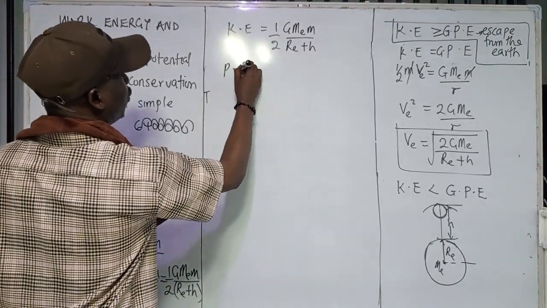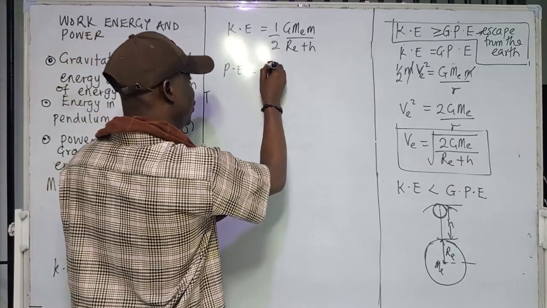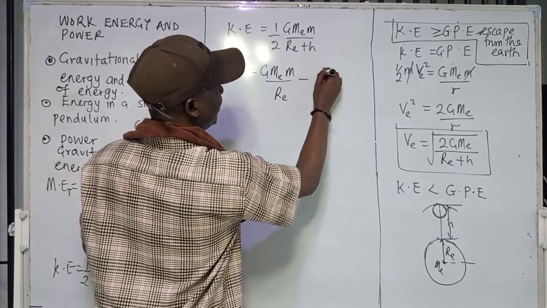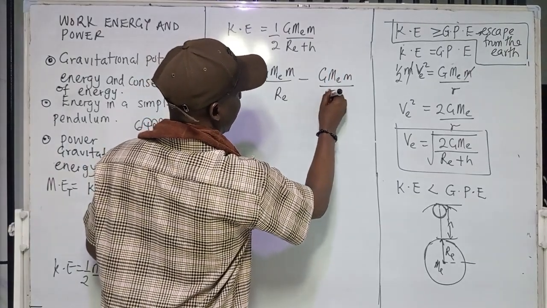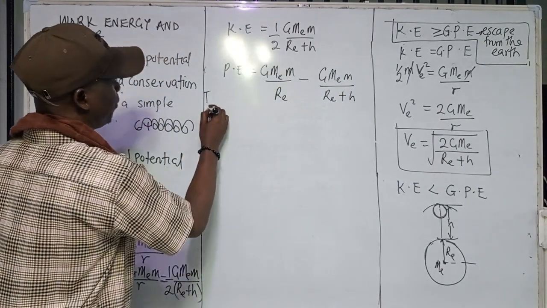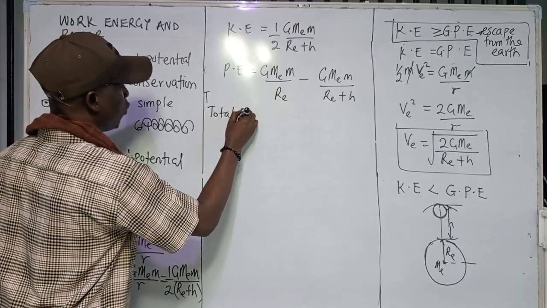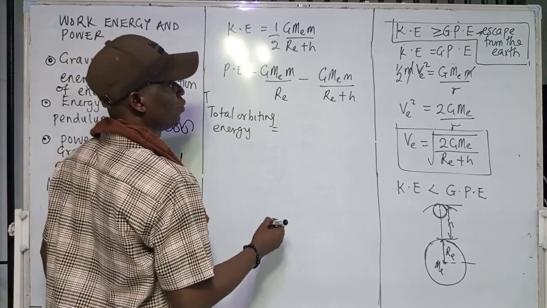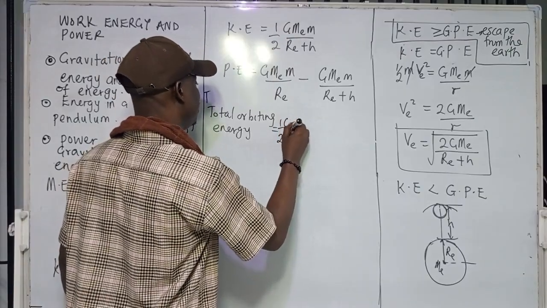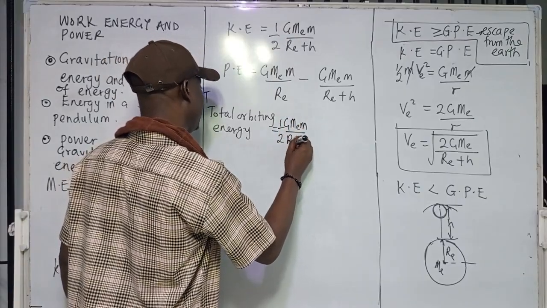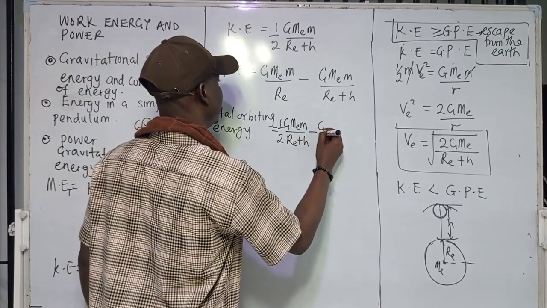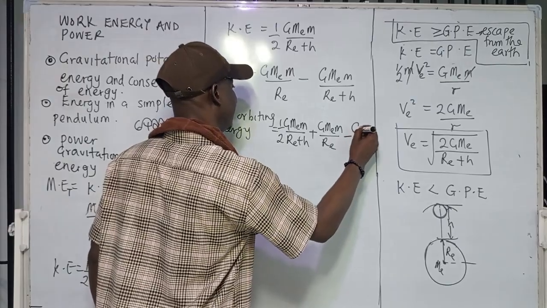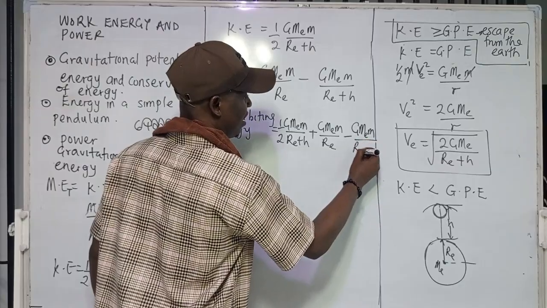Then the potential energy we have just, to launch it, to raise it to that height, I believe is very common: GMe m over RE, the mass of the earth, minus GMe m over RE plus H. If I combine these two for the total orbiting energy, I will have half GMe m over RE plus H minus GMe m over RE plus H.